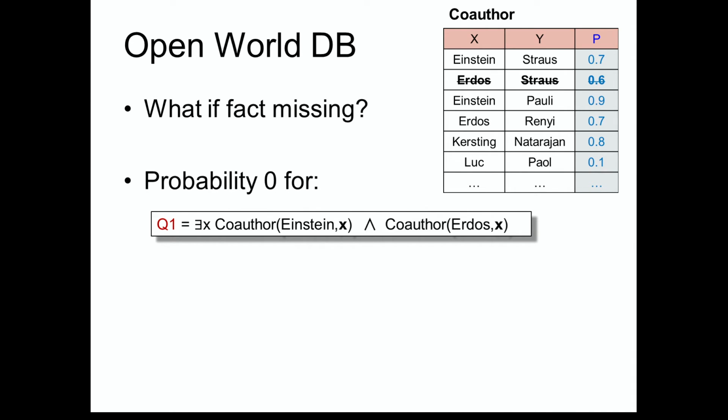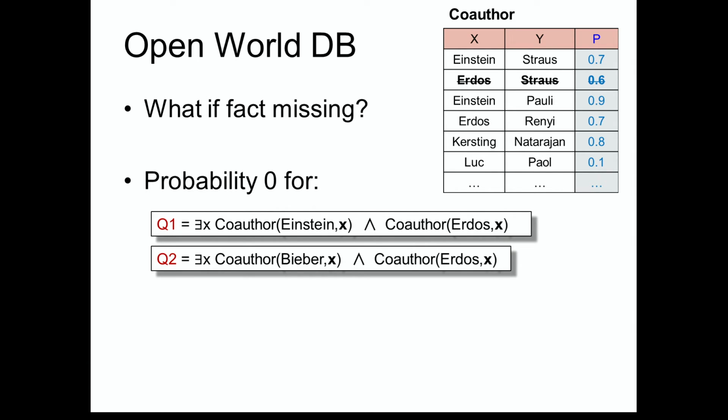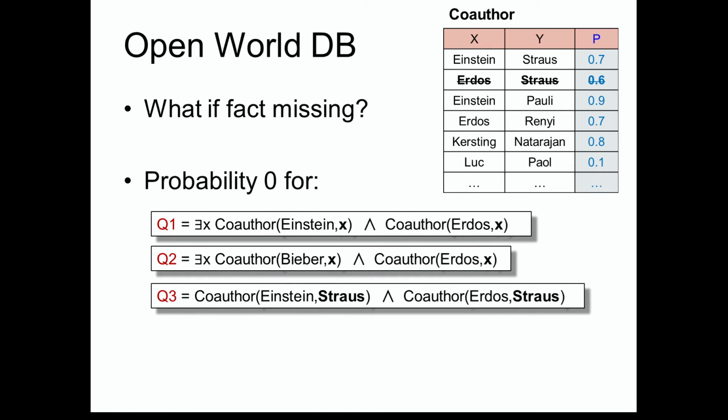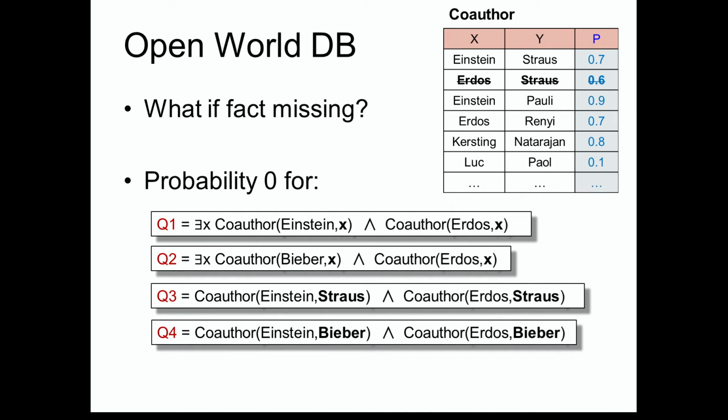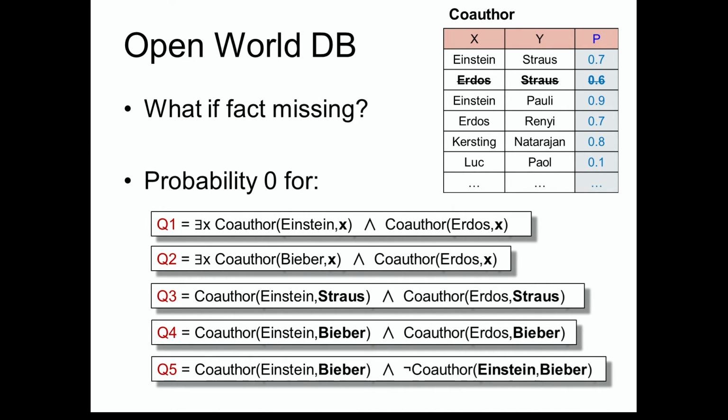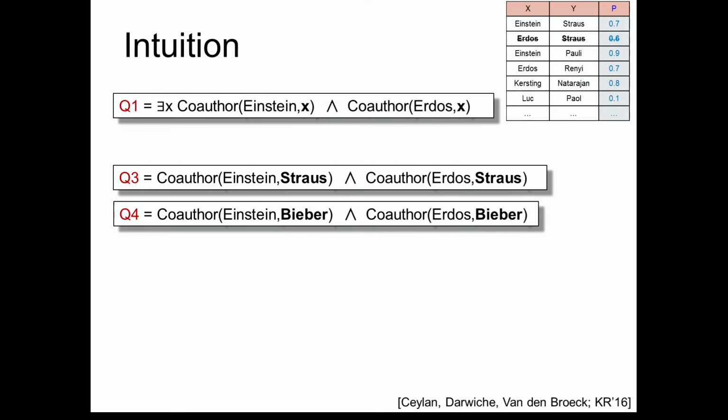And this means, according to the closed world assumption, that this query here has 0 probability, because Einstein has co-authors, but none of those people are co-authors of Erdős, so this thing has 0 probability. All right? This thing also has 0 probability that Bieber and Erdős share a co-author, that Einstein and Erdős share the specific co-author Strauss, 0 probability, that Bieber is that person, and also that Einstein and Bieber wrote a paper and simultaneously did not write a paper together. So all of these queries all have probability 0. And intuitively, of course, this doesn't really make sense to assign 0 to all of these queries.